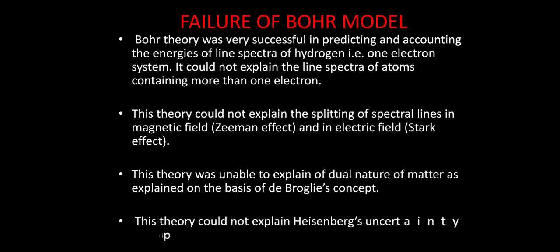The next limitation is that this theory could not explain the Heisenberg uncertainty principle, according to which the momentum and the position of a moving subatomic particle cannot be found out precisely. But the Bohr model was against this principle. According to the Bohr model, we can find out the momentum of an electron and also the position of the electron quite precisely, which is not possible. So these were the failures of the Bohr model.